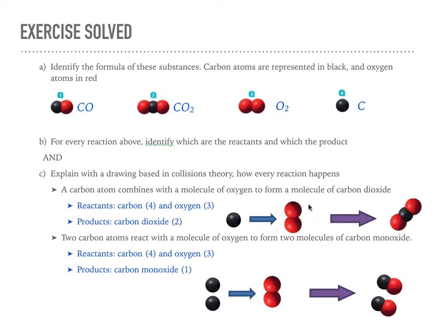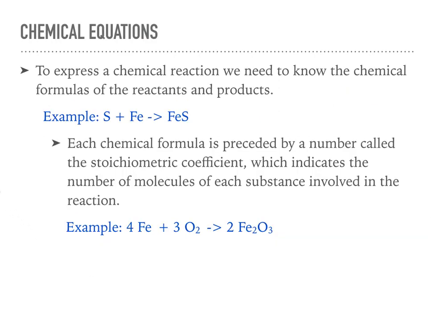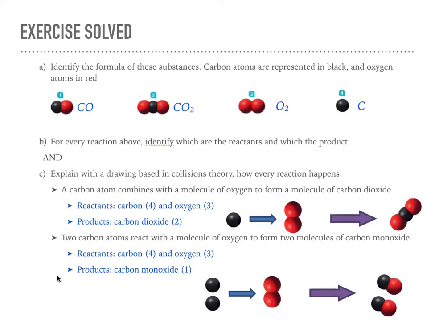How can we represent it? So a carbon is going to collide with the oxygen and it's going to form the carbon dioxide. So these are the reactants and this is the product. And this is the arrow that we have, this arrow for chemical reactions.